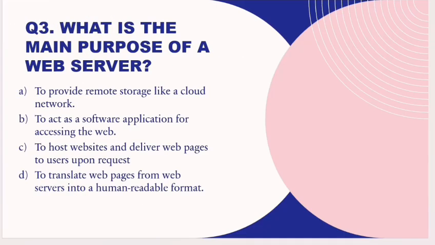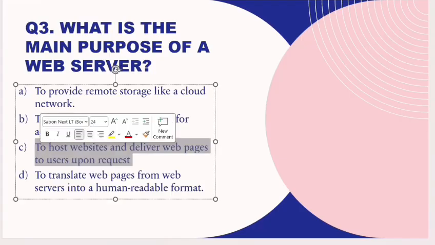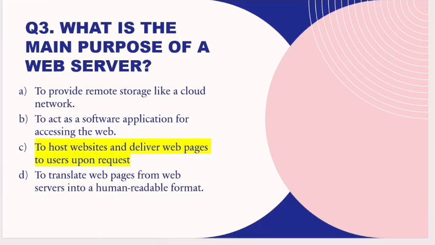Moving on to question number 3. What is the main purpose of a web server? Option A, to provide remote storage like a cloud network. Option B, to act as a software application for accessing the web. Option C, to host a website and deliver web pages to users upon request. Option D, to translate web pages from web servers into a human readable format. So the correct answer is option C, to host websites and deliver web pages to users upon request.